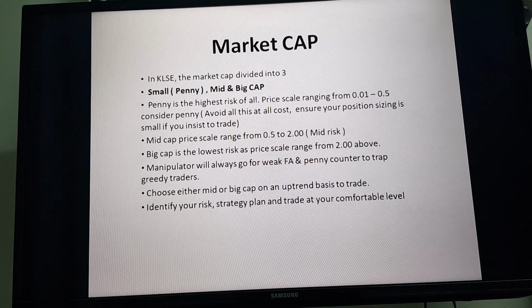Normally you can see a rise like 10 to 20% in one or two days, but if you are in losses, you can see the price drop by up to 50%. So it's a very high risk trade. Choose either mid or big cap on an uptrend basis to trade. Of course, you need to identify your risk, strategy plan, and trade at your comfortable level.